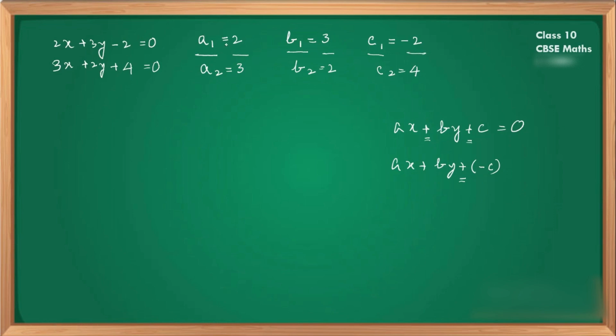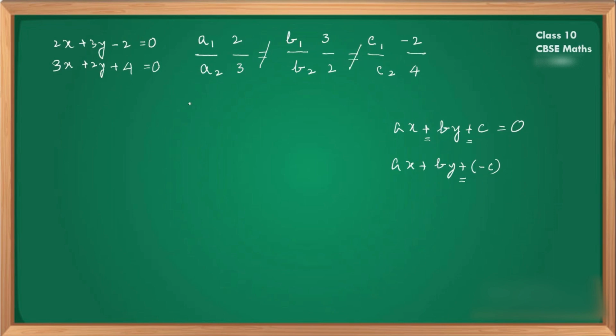Now let me remove these equal signs and put here: is A1 by A2 equal to B1 by B2, or is that equal to C1 by C2? That decides the condition to get a solution. In this case, A1 by A2 is 2 by 3, B1 by B2 is 3 by 2. They are not equal. Similarly, 3 by 2 is not equal to minus 2 by 4. Again, it is not equal.